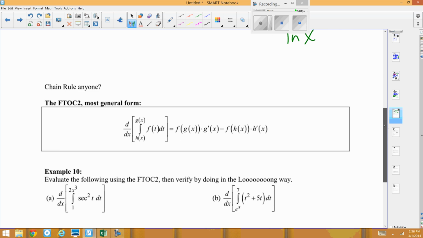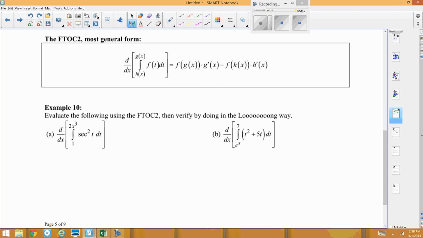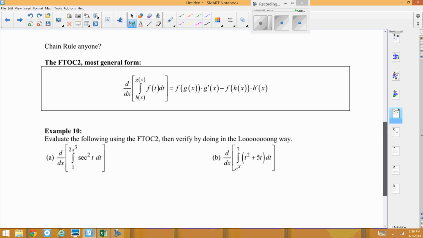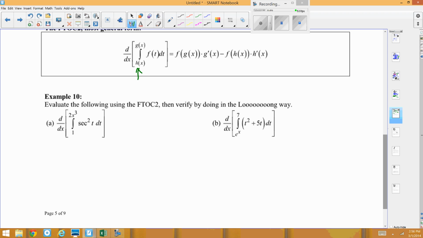Now, of course, that's too easy, so we have to step it up a little. And look at this. What does that look like? Oh, chain rule. All right, we're bringing it back. So when those bounds are not a constant, you have a little bit more work to do. Hopefully, you'll see it a little bit with this first example.